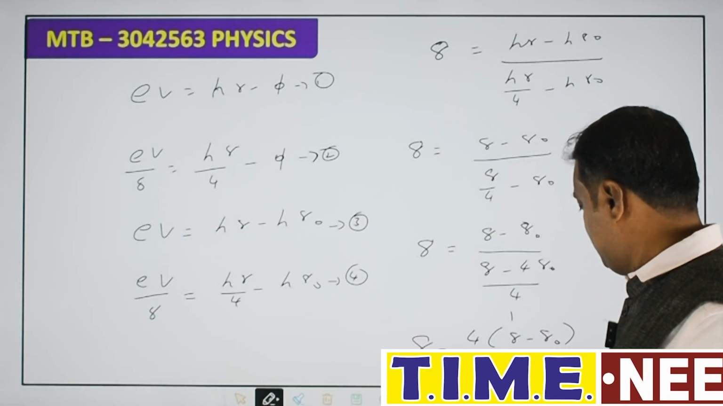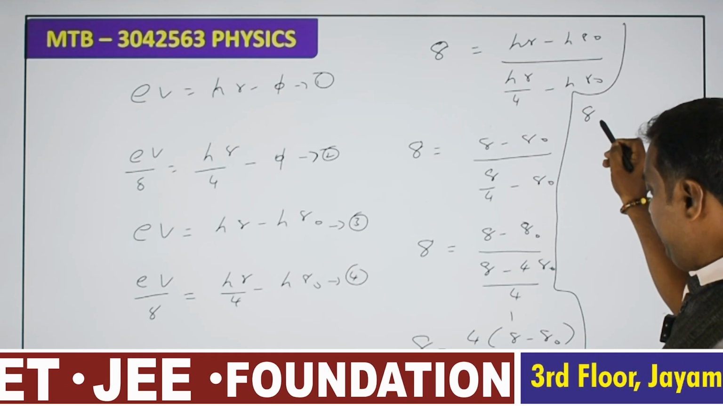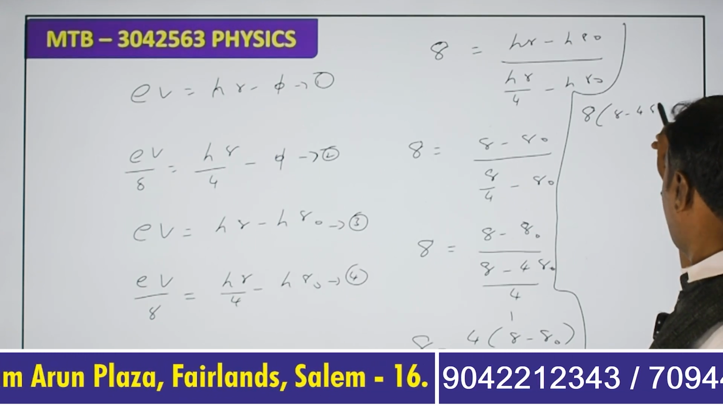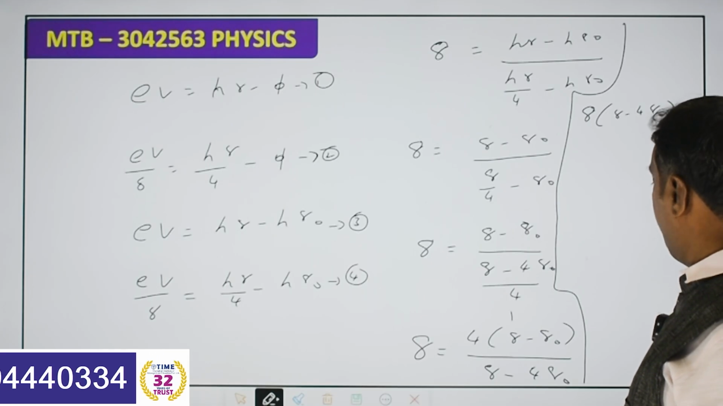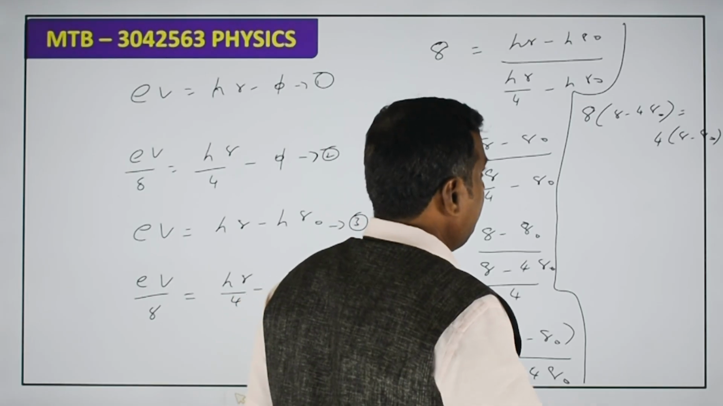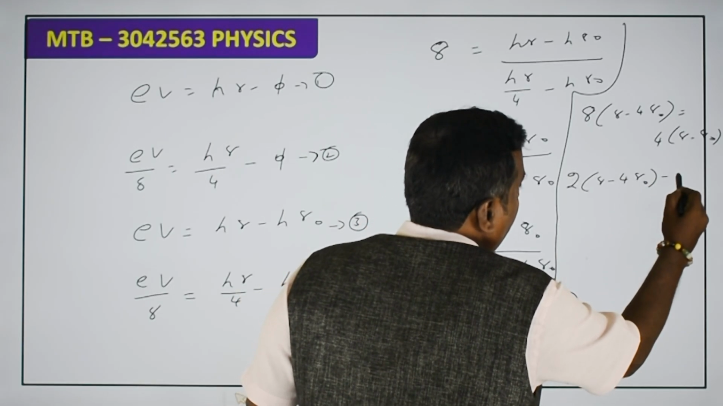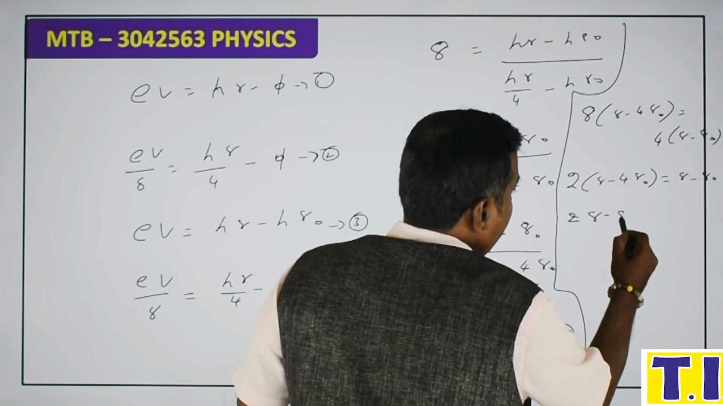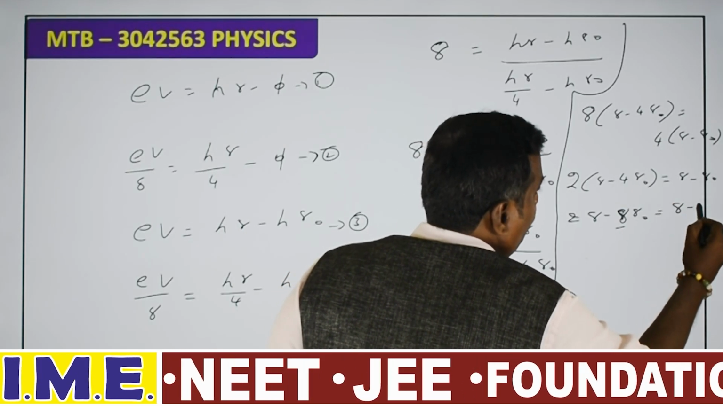So when it goes here, you get the answer as 8 into nu minus 4 nu naught is equal to 4 into nu minus nu naught. When 8 and 4 come to this side, it becomes like this. So 2 into nu minus 4 nu naught is equal to nu minus nu naught. So 2 nu minus 8 nu naught. Okay, don't forget this 8. 8 nu naught is equal to nu minus nu naught.